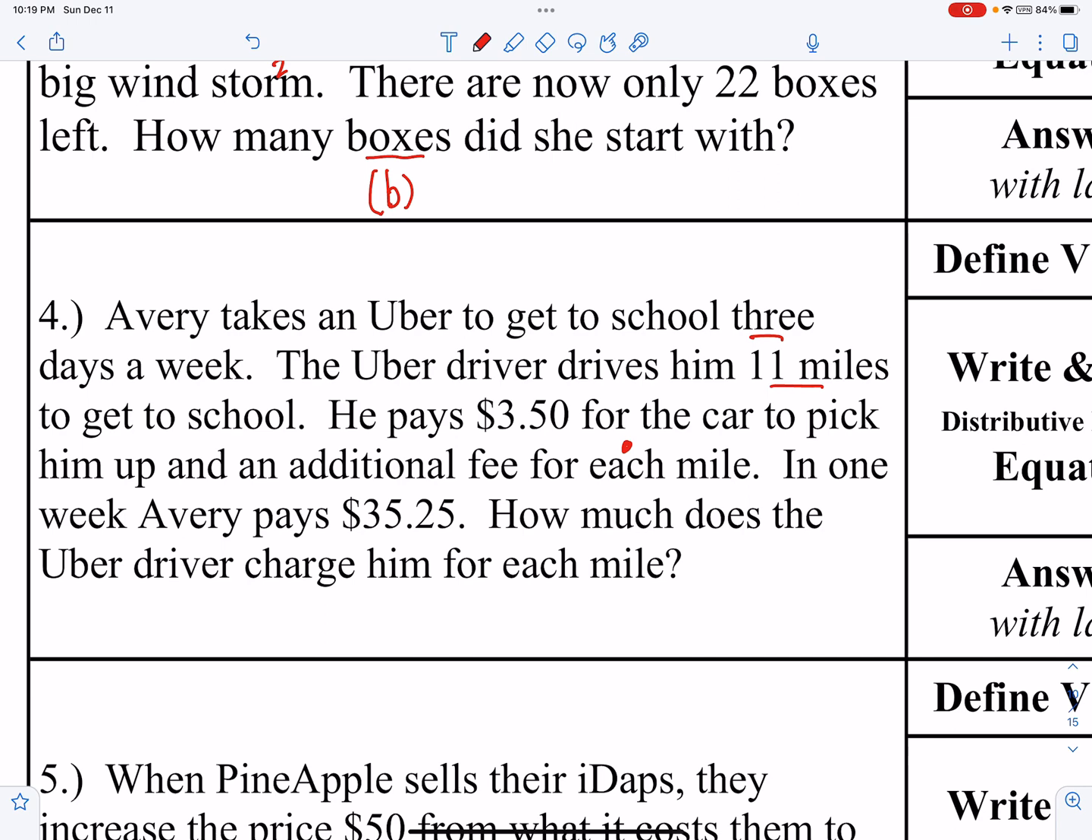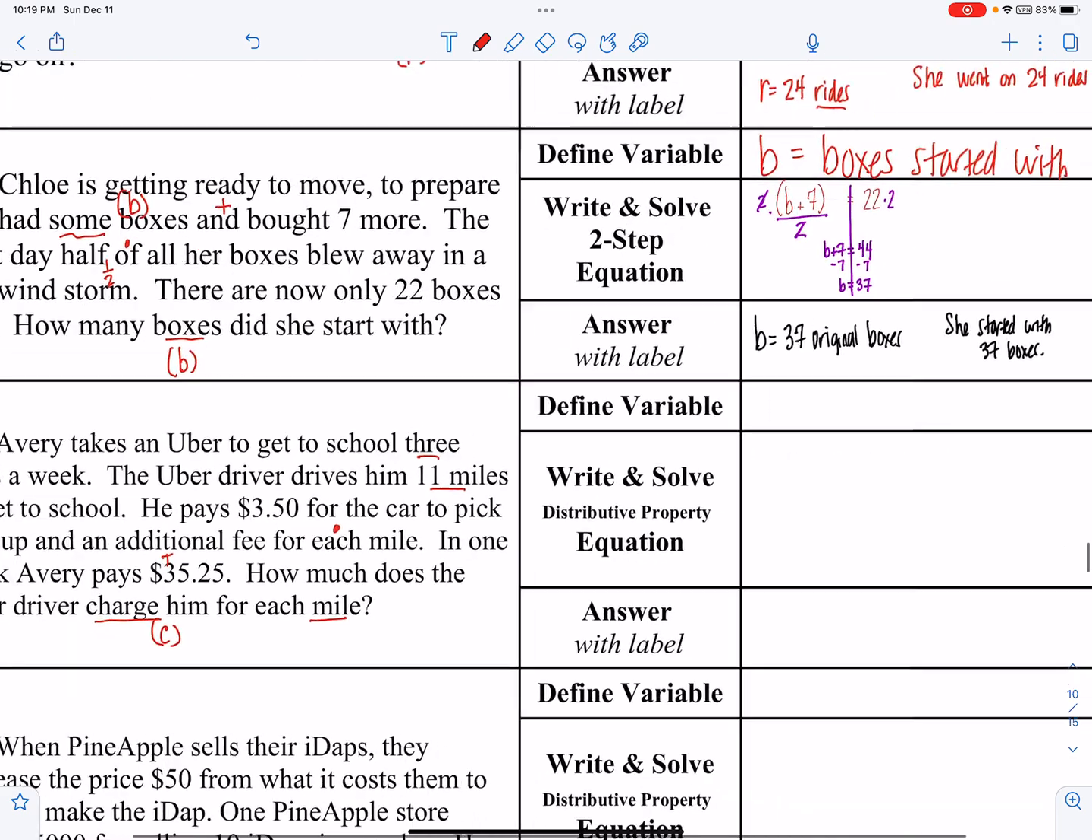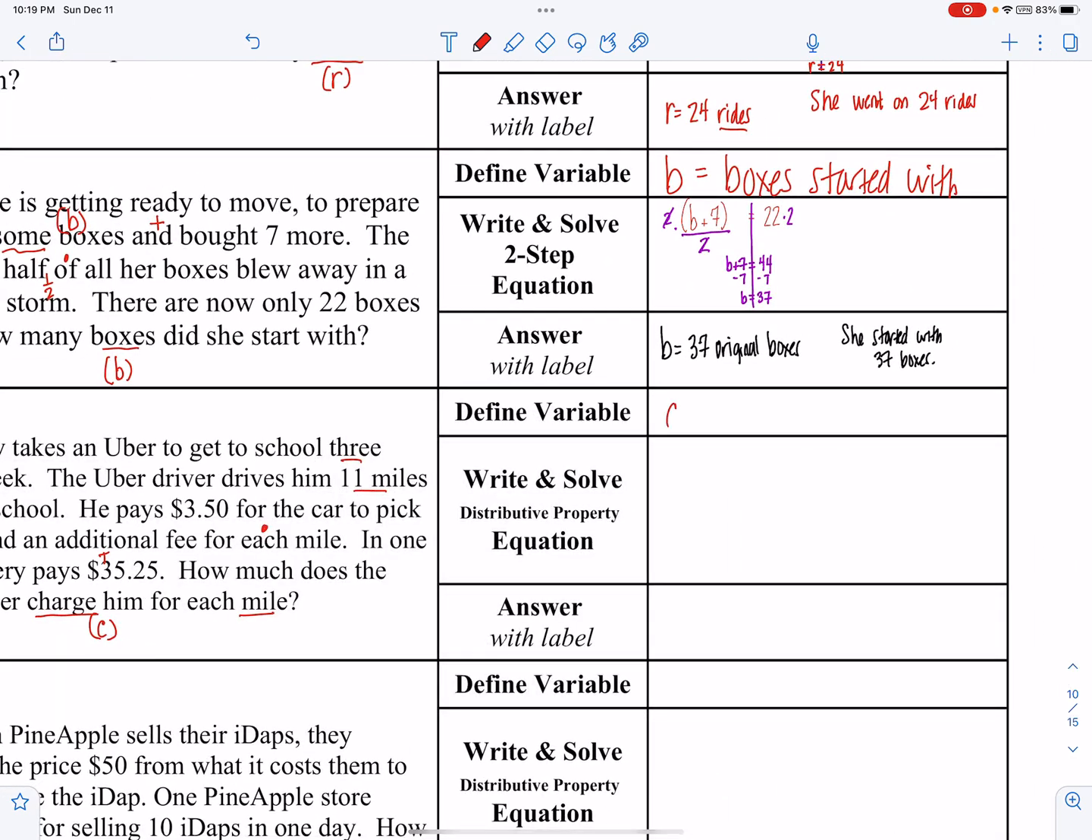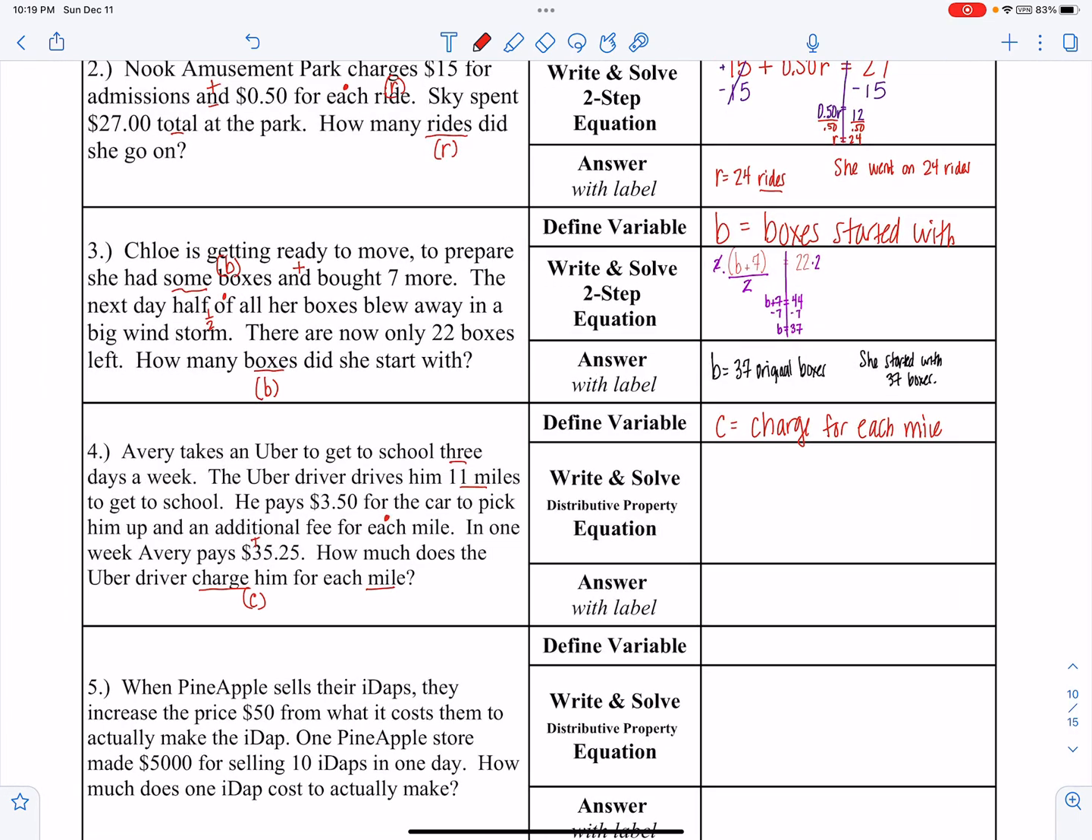In 1 week, Avery pays $35.25. So that's the total in the week. Here's my variable. How much does the Uber driver charge for each mile? So this is a cost again. So I'm going to use C. So if we define the variable, C is charge for each mile. Okay. Now we can go ahead and interpret this word problem.